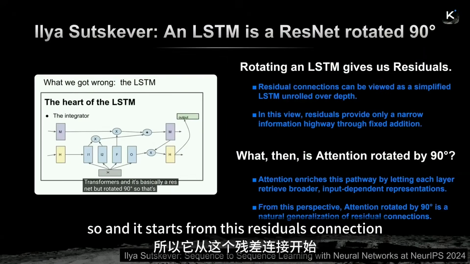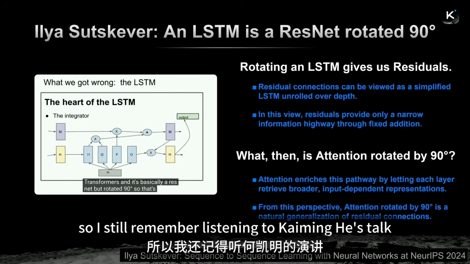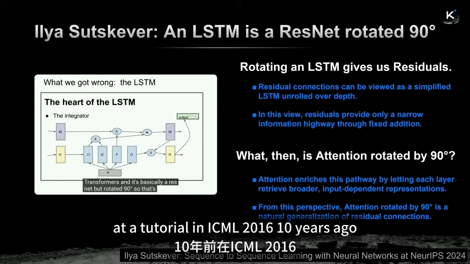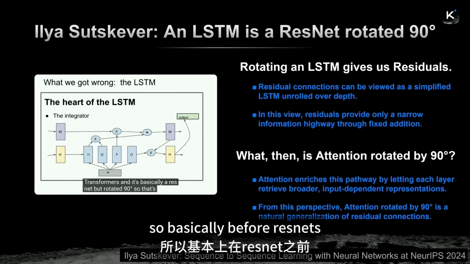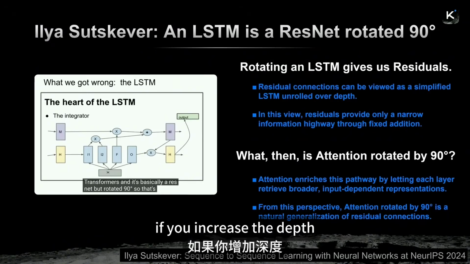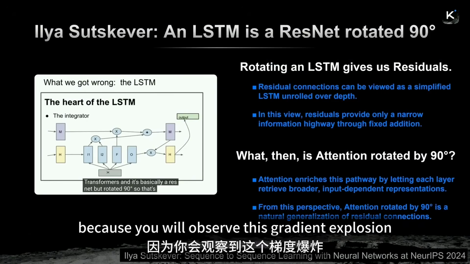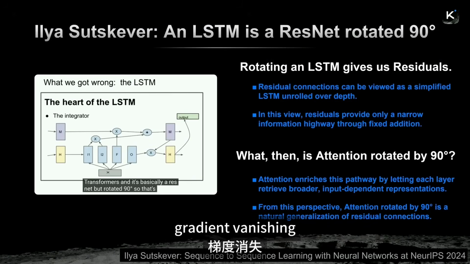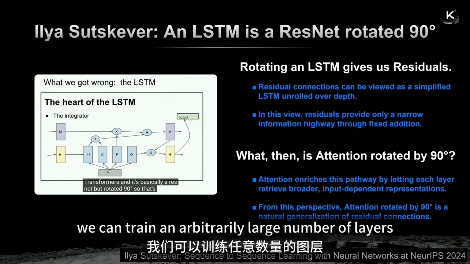It starts from the residual connection. I still remember listening to Kaiming's talk at the tutorial in ICML 2016, 10 years ago. It was a brilliant idea. Basically, before ResNet, nobody was able to train deep networks. If you increased the number of layers for neural networks, nobody was able to train them because you observed gradient exploding, gradient vanishing, all these stability issues. But after the introduction of ResNet, we can train an arbitrarily large number of layers.